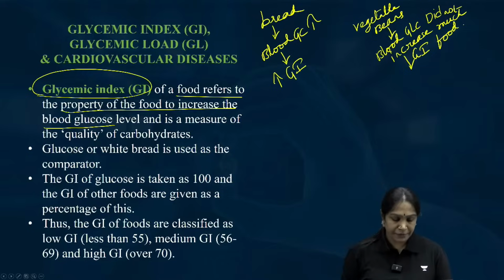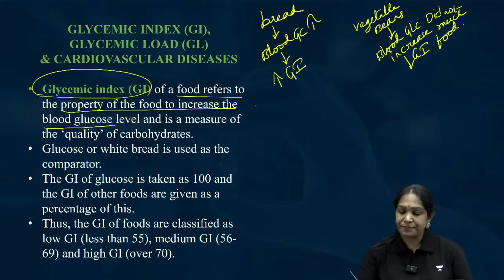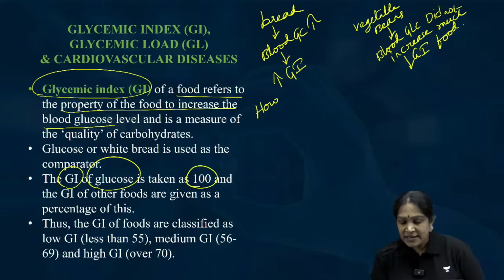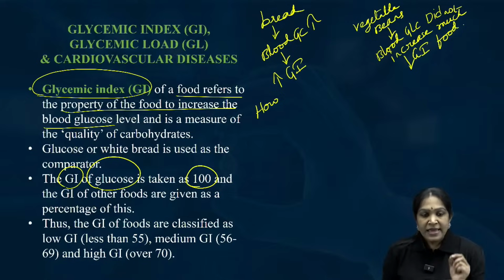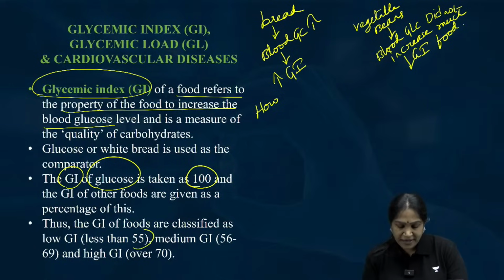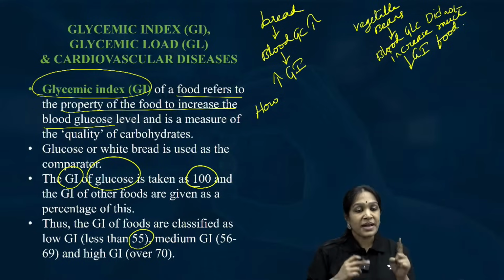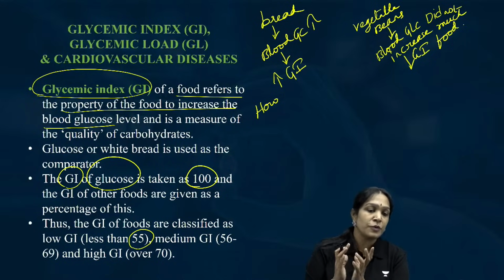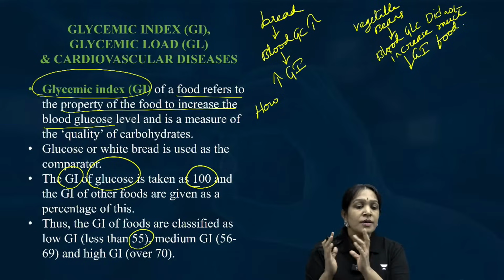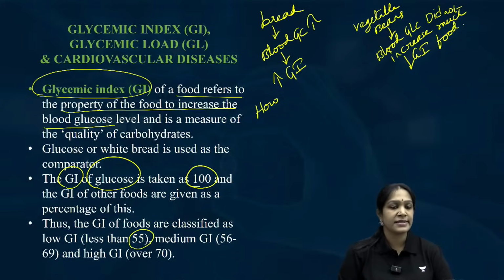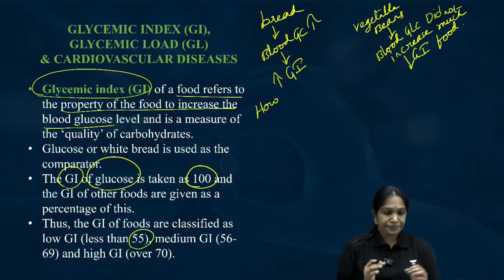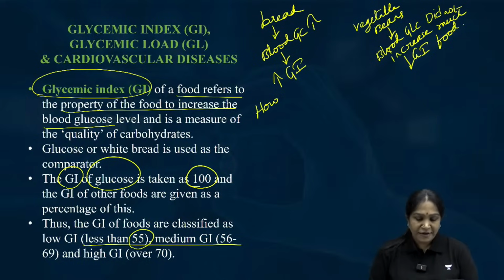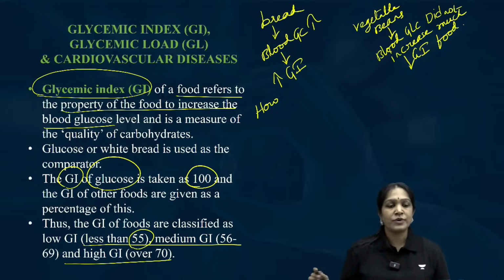Beans is a low GI food. Okay. How to measure the glycemic index? The glycemic index of glucose is taken as 100. So, for example, if a food's glycemic index is 55, it means it will increase the blood glucose level to 55% of the increase because of glucose. Is it clear? If you assume glucose as 100%, then its increase is only 55%. Low glycemic index foods are up to 55, and high glycemic index food is above 70.